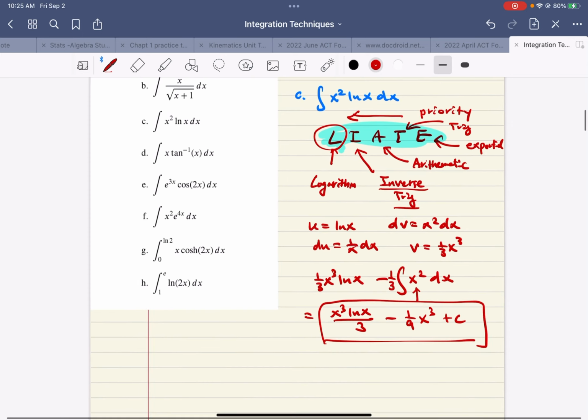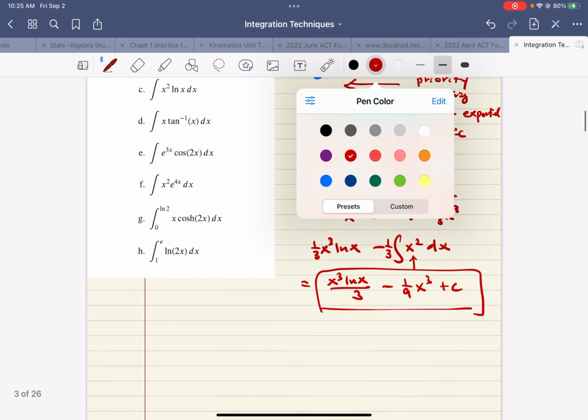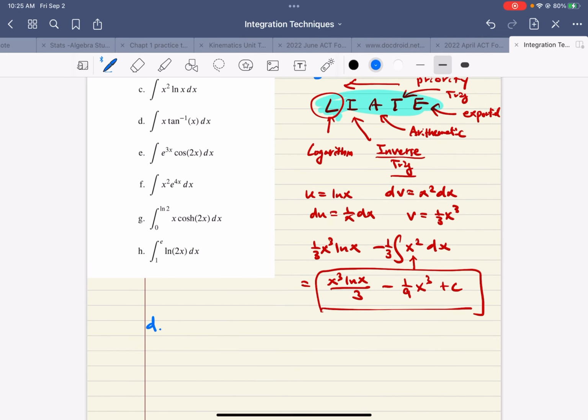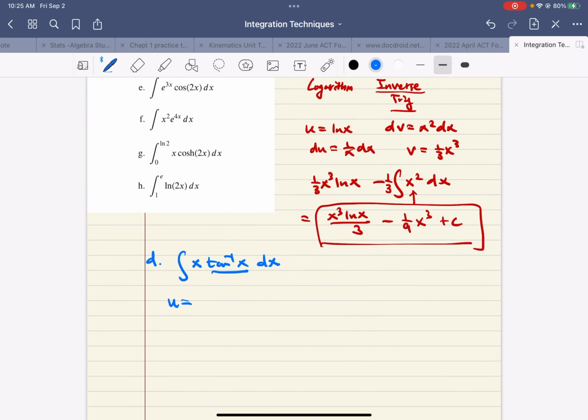Okay. So make sure you remember LIATE. It has a priority like that. Now let's do D. D is the integral of x times inverse tangent of x dx. Okay, so inverse trig has more priority than algebraic, right? So then my u will be inverse tangent x. So dv equals x dx.